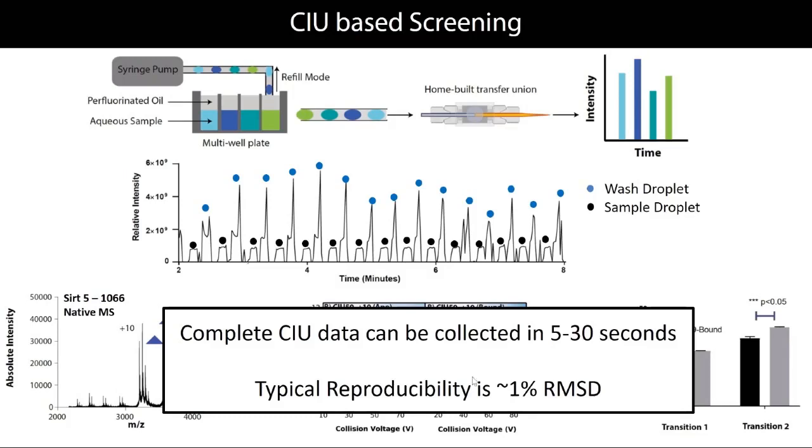So I think the key here is that we can get complete CIU data recorded in between 50 to 30 seconds, and the reproducibility between these CIU data that we can collect across each of these droplets is on the order of about 1% root mean square deviation.